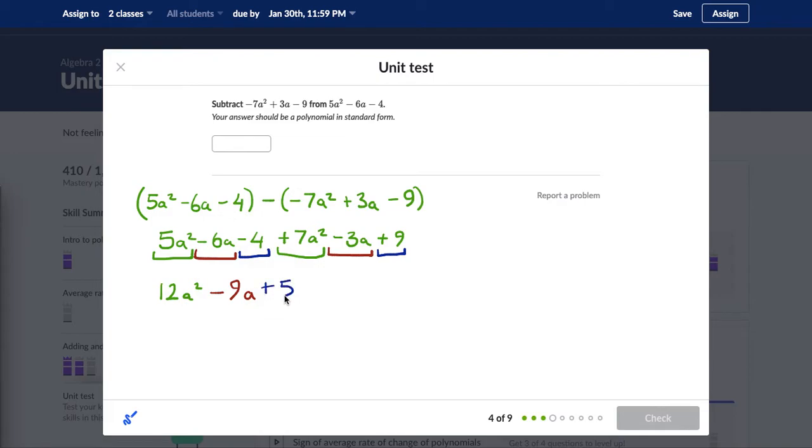And that's how you do subtracting polynomials. It's the same way as doing adding polynomials, in fact. But you just have to be very careful with that negative in your second term. So we're looking at 12a squared minus 9a plus 5.